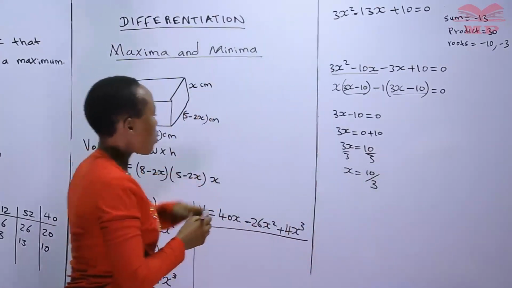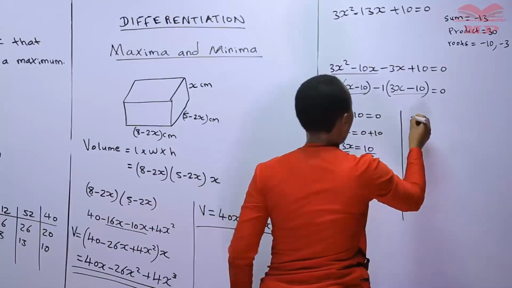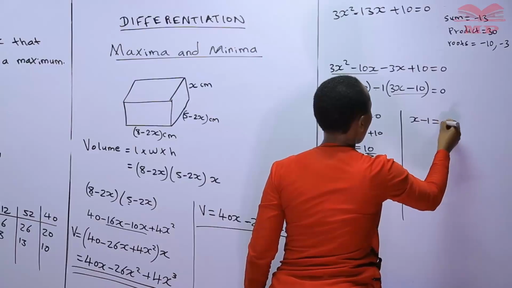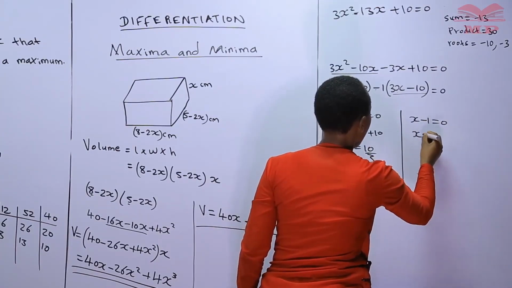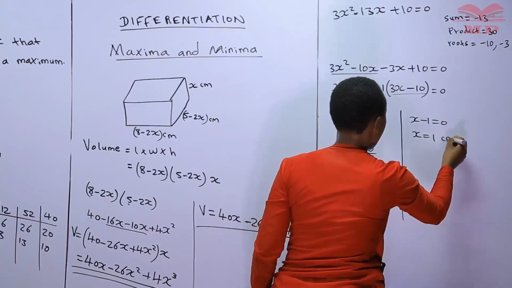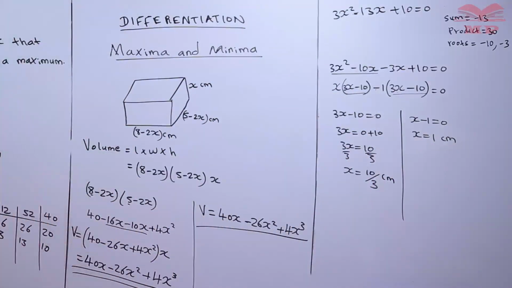And our measurements were in centimeters. Then in the next one, we have x minus 1 is equal to 0. And therefore, in this case, we have our x equal to 1 centimeter. So we want to see when the volume is a maximum, because in our case we are told to find the x that makes the volume a maximum.